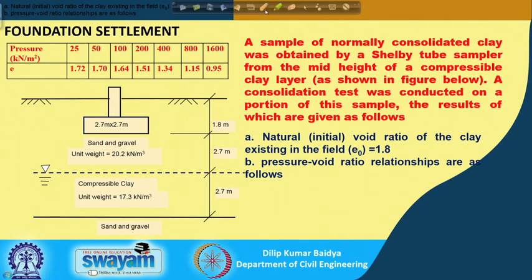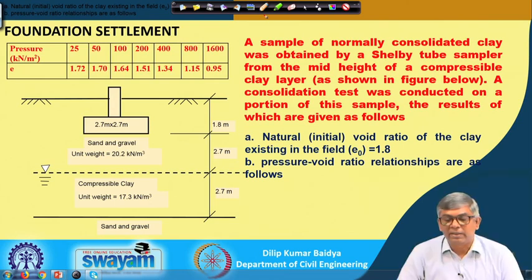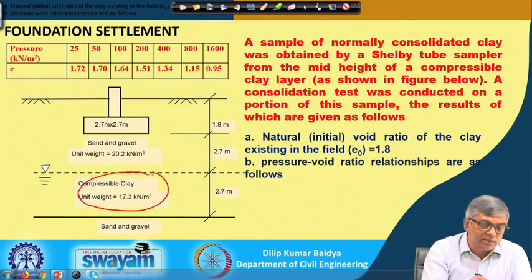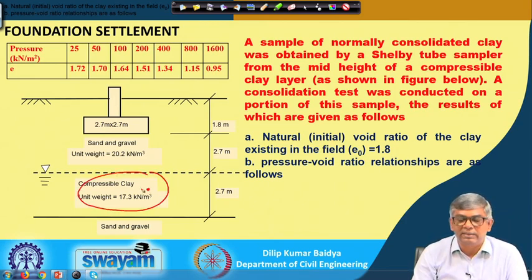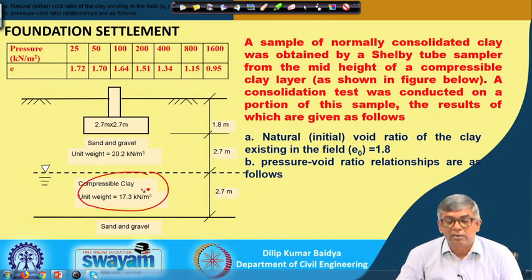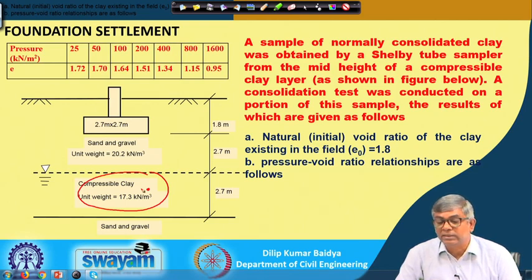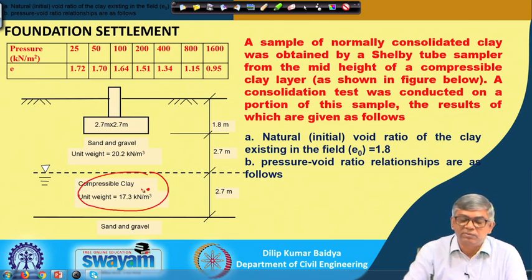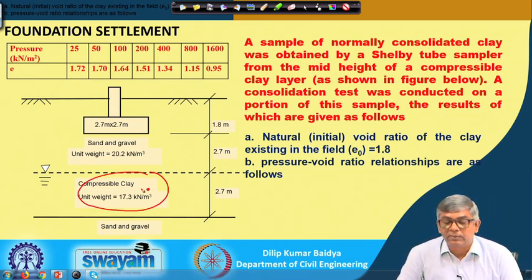You can see here, a sample of normally consolidated clay was obtained by a Shelby tube sampler from the mid height of a compressible clay layer. So, this is the clay layer, and from the mid height a sample is collected and then tested. A consolidation test was conducted on a portion of this sample, the results of which are given as follows.